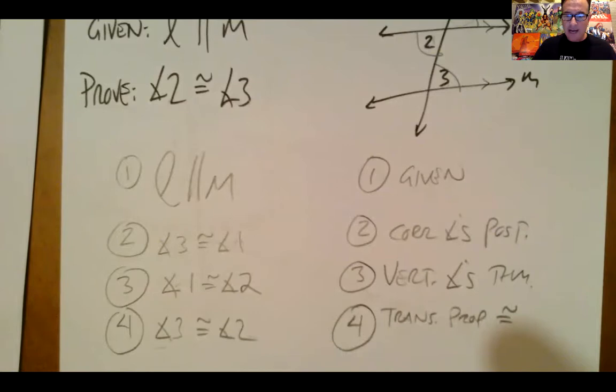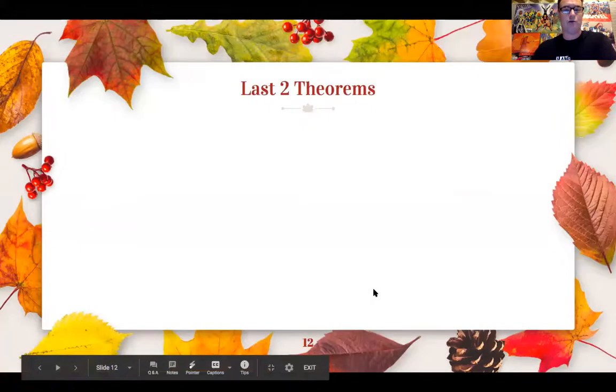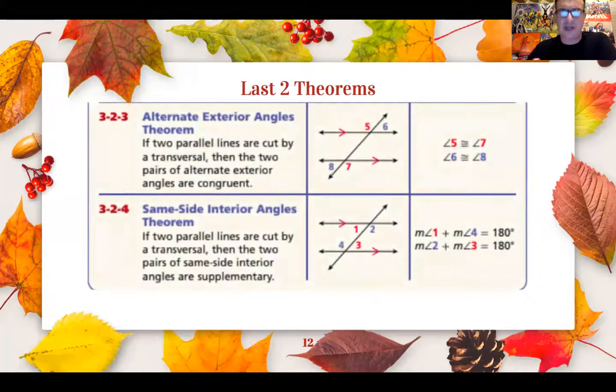So now I'm going to take us back to our presentation. So let's see if I can get us there. Boom, we're at the alternate interior angles theorem. We proved this, so now we're on to the next thing, the last two theorems. We looked at those a little bit yesterday, but I want to make sure.